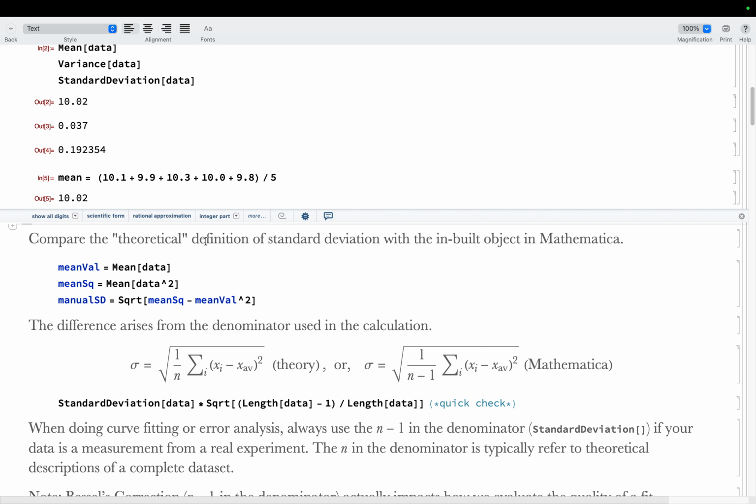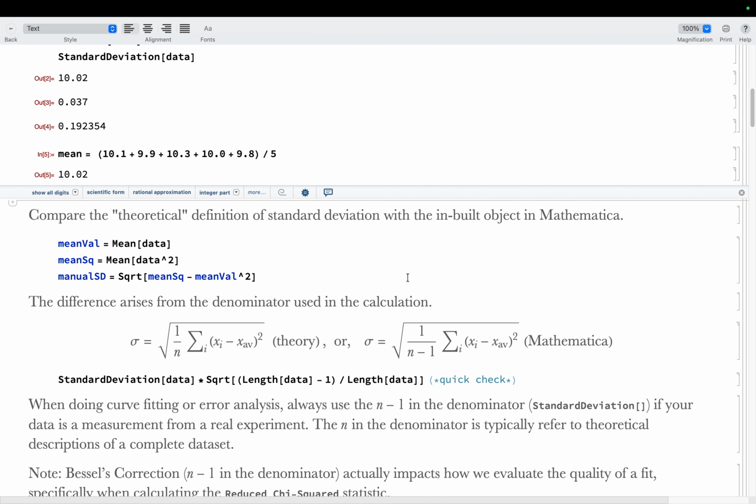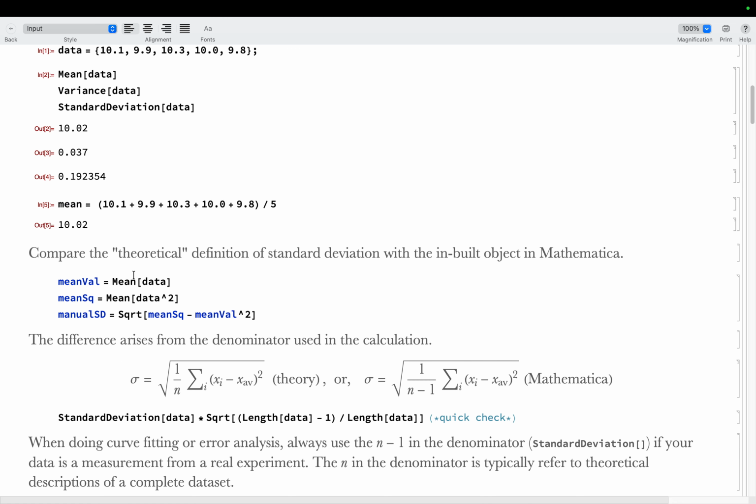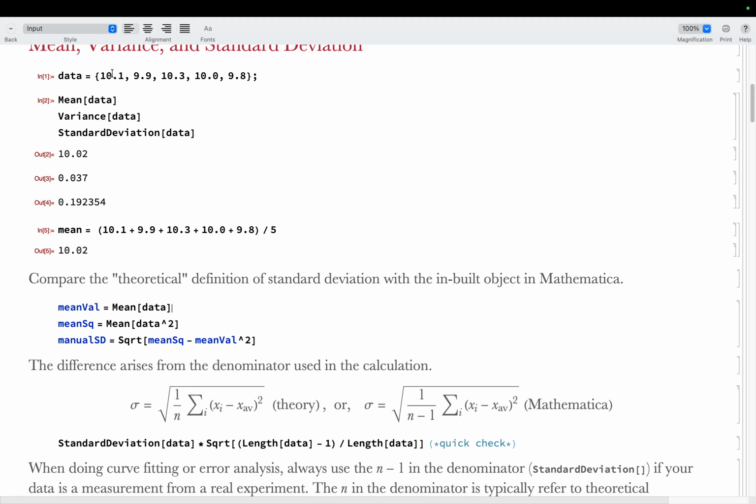So we can compare the theoretical definition of the standard deviation with the inbuilt object in Mathematica. So how do we calculate the standard deviation? First we calculate the mean of the data, just the way we calculated here. You can also use this function, Mean[data]. I calculate the mean value and I calculate the mean square value. This is a data set, right, a one-dimensional array. When we put a square, that means every element in this array is squared.